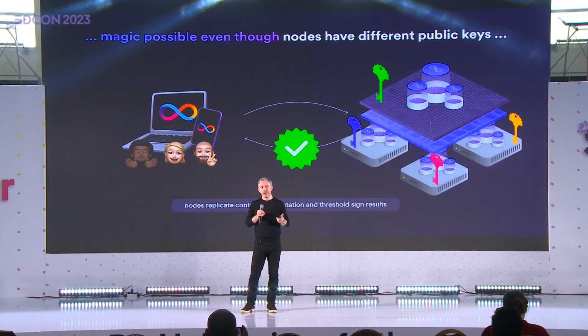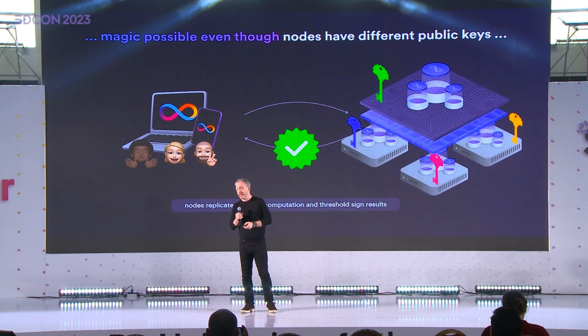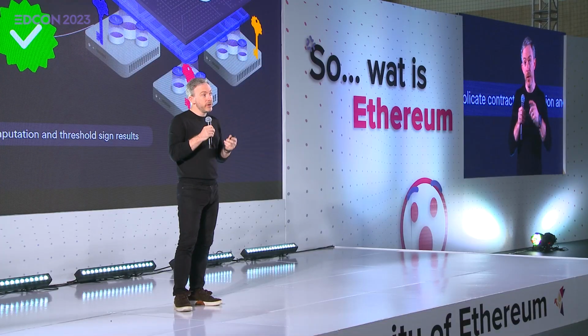And that chain key will tell you not only that the transaction ran against the smart contract with the parameters provided and it produced that result, but that it hasn't been tampered with, and also that the blockchain is running correctly. And this magic is possible even though the node machine devices have different public keys.